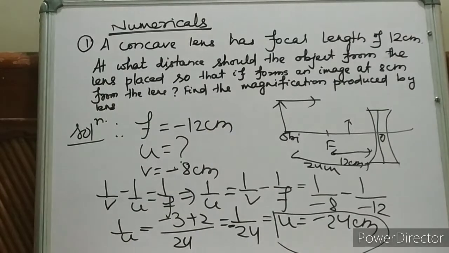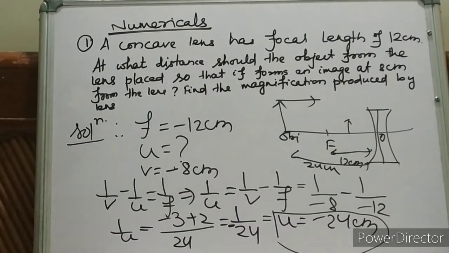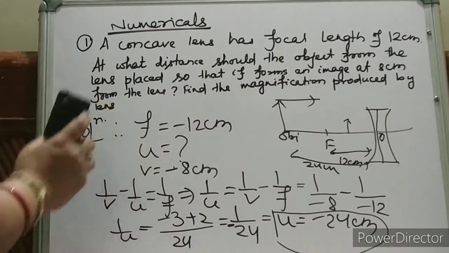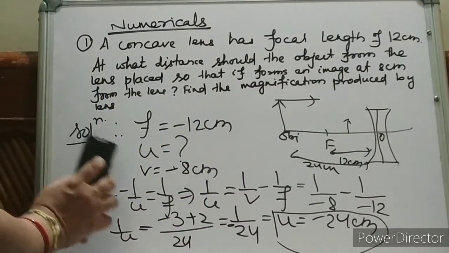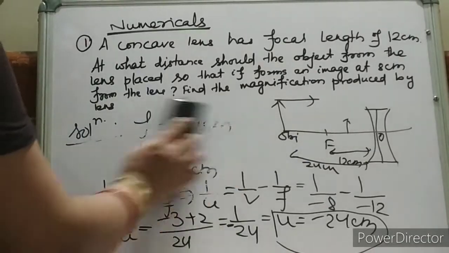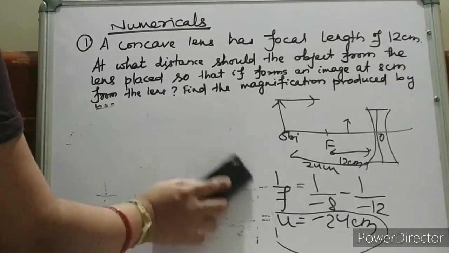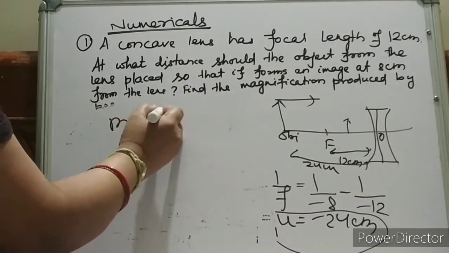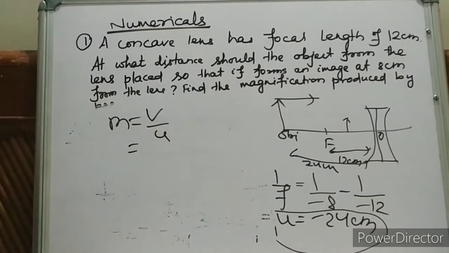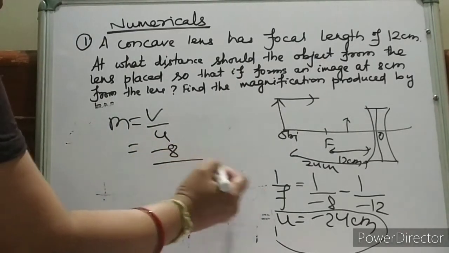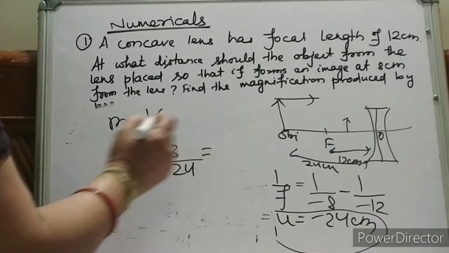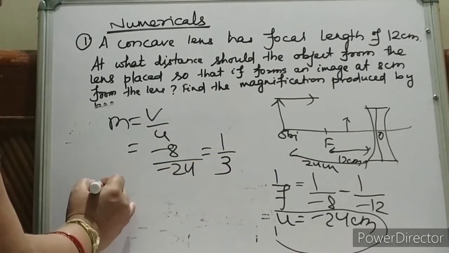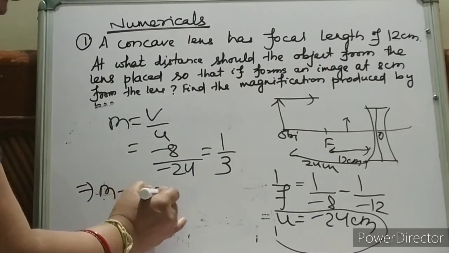Now what will be the magnification? U is minus 24, V is equal to minus 8. Now I am erasing this so that I can find out the magnification. Magnification in formula will be V by U, you know. V we know is minus 8, U is minus 24. So M is 1 by 3, that means M is 0.33.